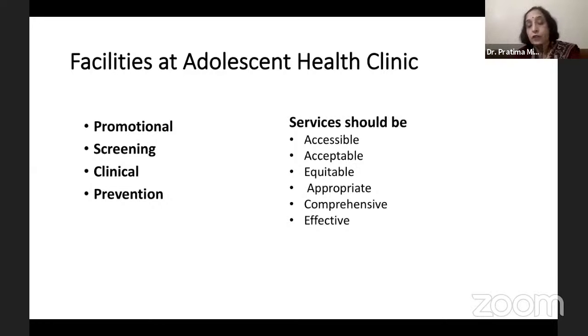And the services should be quality services, because there are standards which have been set by the government of India as well as by WHO, that these services should be accessible, acceptable, and equitable for both poor and rich, for girls and boys, should be appropriate to what they need. They should be given real advice or management treatment. They should be comprehensive and effective.